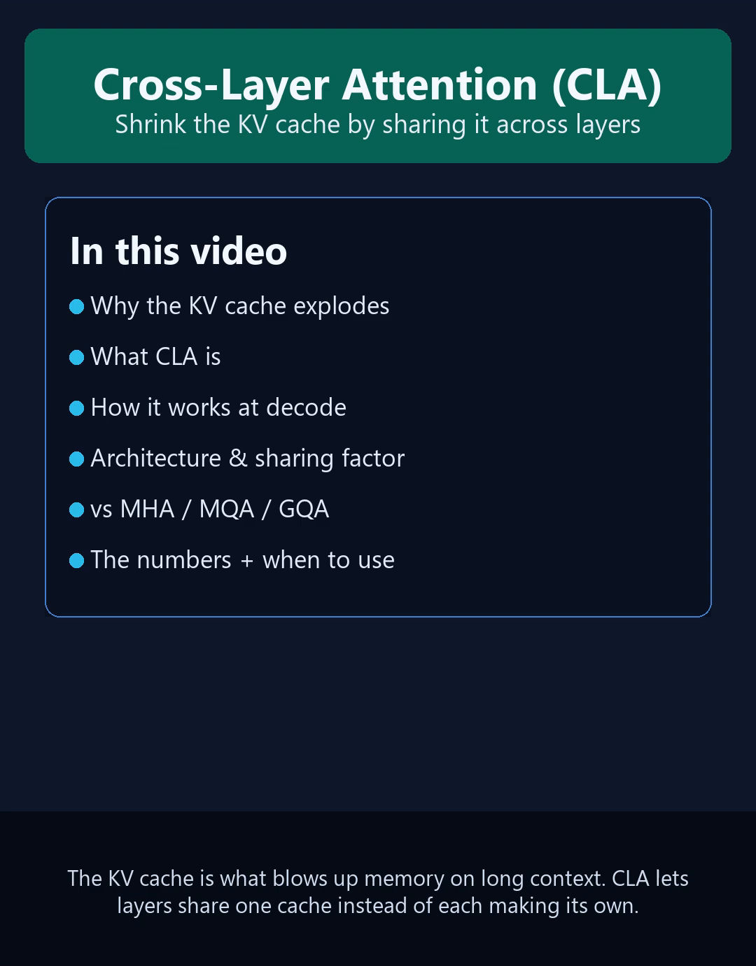When a language model reads a long document, it stores a key-value pair for every token at every layer. That key-value cache is what lets it remember context, but it balloons with length and eats memory. Cross-layer attention, or CLA, shrinks it with one simple idea: let layers share their key-value activations instead of each computing its own. In this video: the problem, what CLA is, how it works, the architecture, how it compares, the numbers, and when to reach for it.